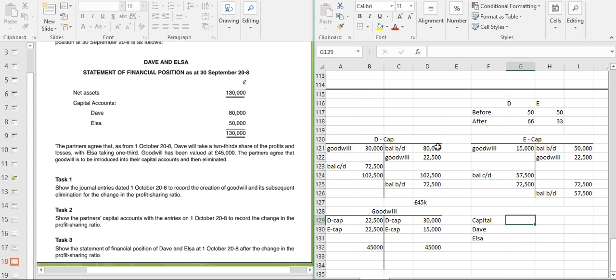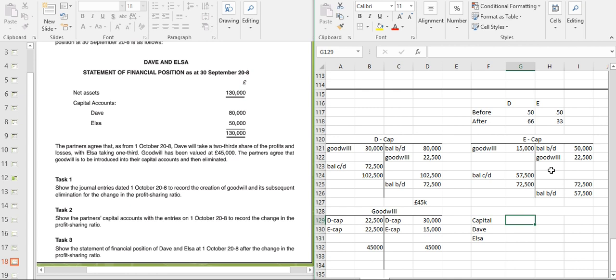Dave started with 80. He's now ended up with 72.5. He has reduced his capital by 7.5, which means Elsa should go up by 7.5, and she started with 50. She has now ended up with 57.5. Her capital has gone up by 7.5. So Dave has given up 7.5. Elsa has received an additional 7.5.